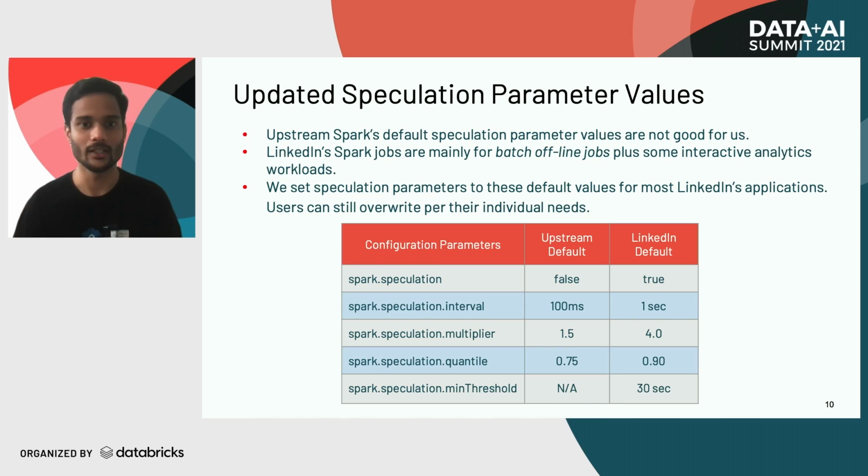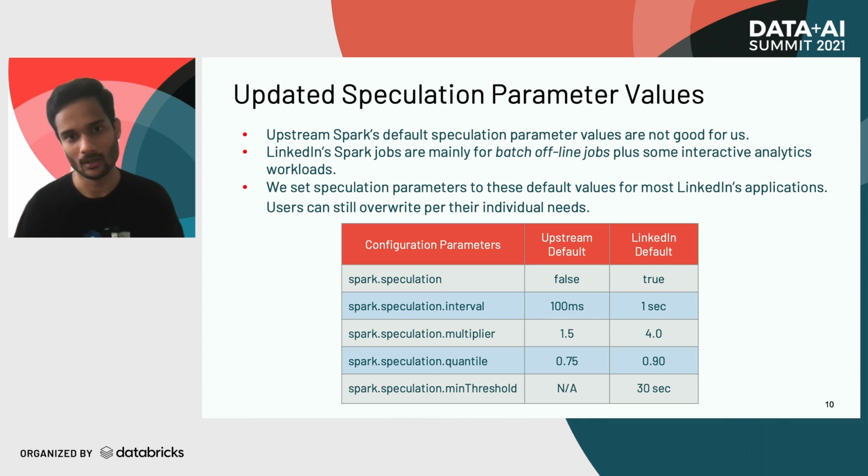Unfortunately, the default speculation parameters were often too aggressive and wasteful. LinkedIn Spark jobs are mainly offline batch jobs, which means the speculation parameters can be on the conservative side. Let us see the tuned speculation parameters for LinkedIn's platform. On our platform, we have set spark.speculation.multiplier to 4 compared to the OSS default of 1.5. From our experiments, having the multiplier set to 1.5 often led to premature speculation and wasted resources. Also, we have set spark.speculation.quantile to 0.9 compared to the OSS default of 0.75.